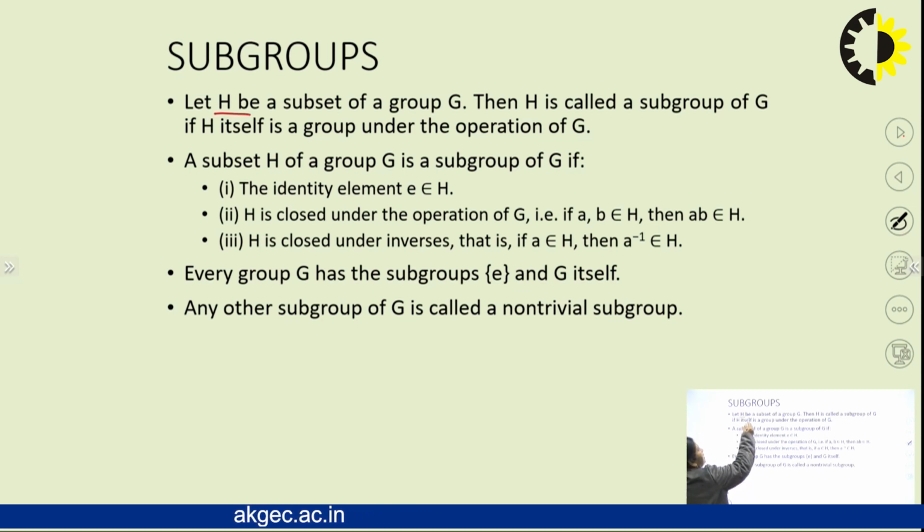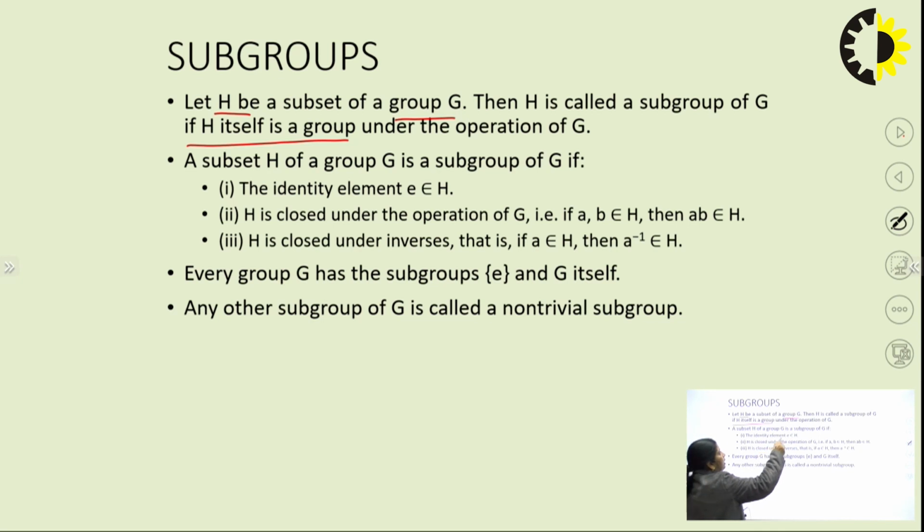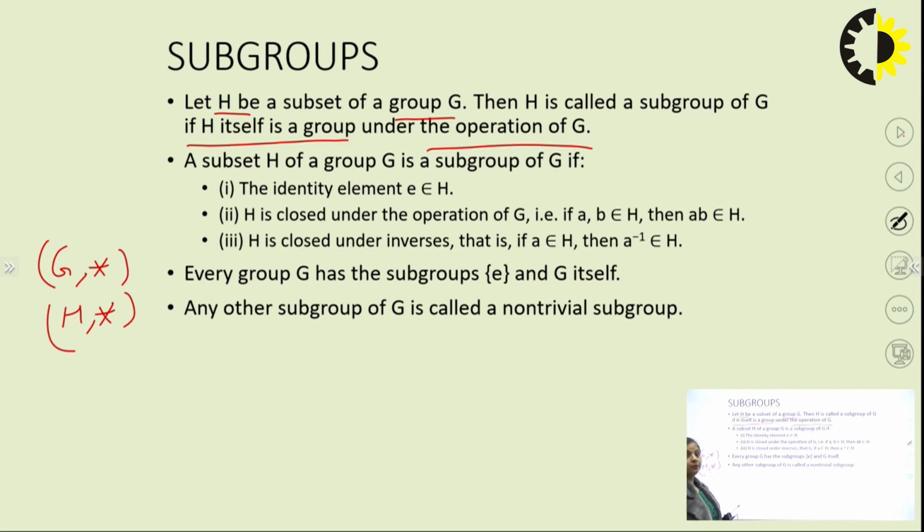Let H be a subset of group G, then H is called a subgroup of G if H itself is a group under the operation of G. So I'm given this as the group. If I have been given another set H star, it will form a subgroup of group G if it itself is a group.